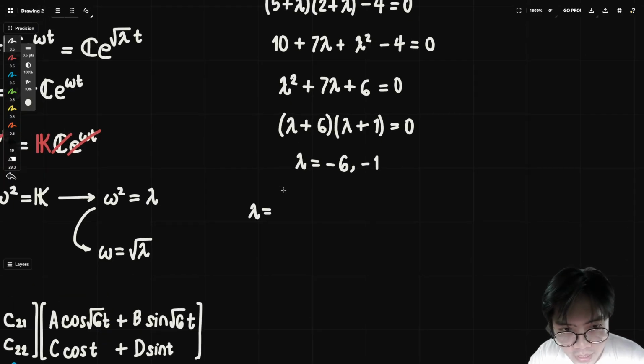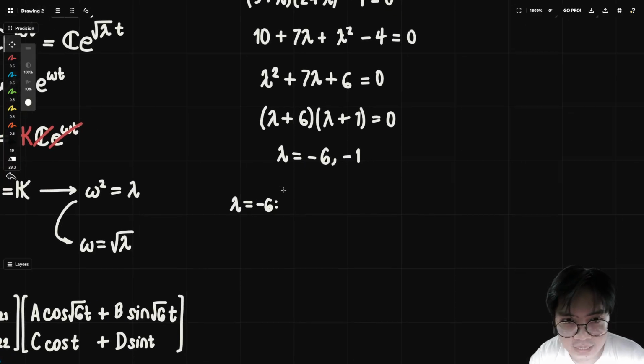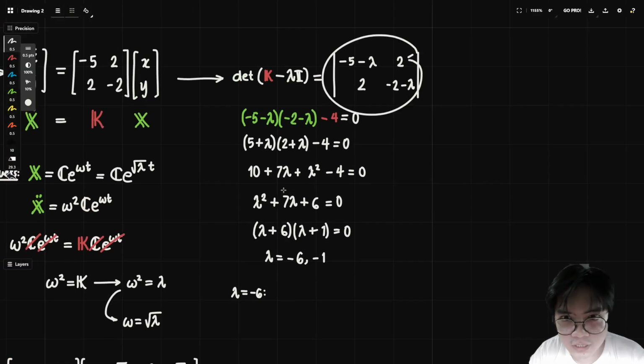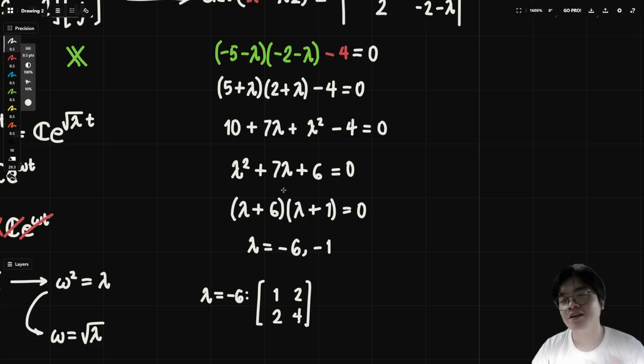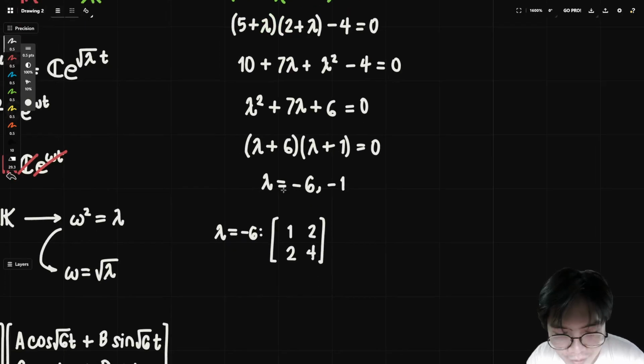For our eigenvalue of negative 6, we go to our original matrix. We will have negative 5 minus negative 6, which is 1, 2, 2, and then negative 2 minus negative 6, that is 4. And so now, okay, it's easier. You can see that you just have to multiply by 2 to get the 2.